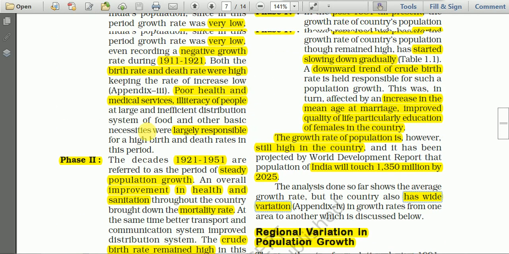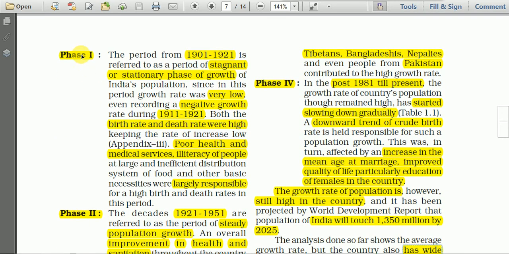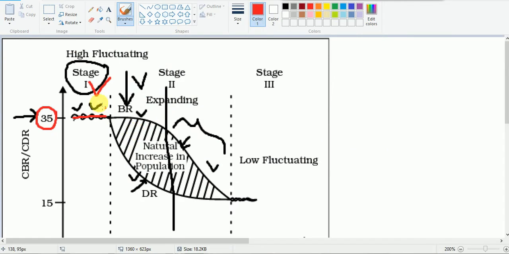So in phase 1 of India's population growth history, both the birth rate and the death rate were very high, keeping the rate of increase low. And that is why I'm comparing it with stage 1 of the demographic transition theory. So in phase 1 of India's demographic history, both the birth rate and the death rate remain high, thus cancelling each other, and that is why the growth rate is very, very low.